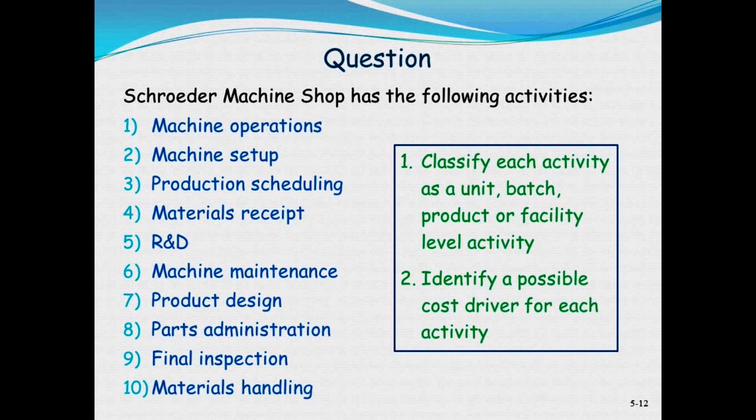Machine setup, what level is that? Unit, batch, product. Greg, raise your hand. Thank you. Batch. Good. Each batch, you could have multiple products. You go back and forth between products. And what would be a good driver? For a batch, they tend to have the same one. Number of setups. And then each setup would have a setup number of hours. Number of machines, and then you'd have to relate that to a setup time and a setup hour. Ultimately, you have to get back to the number of setup hours to get it done. And you could do it by machine, potentially. Production scheduling.